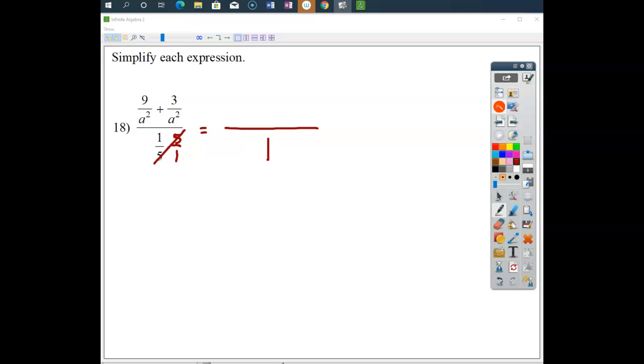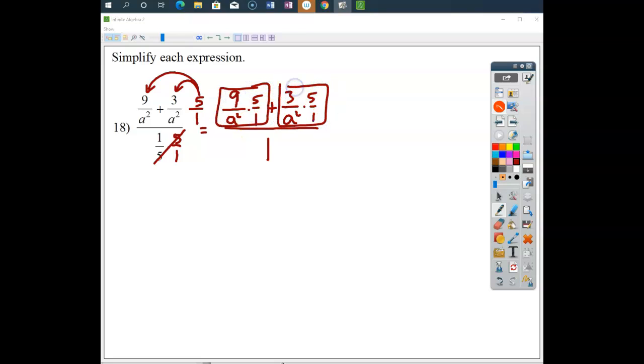And then on the top here, I'm going to multiply that by 5 also, but you've got to multiply it by both of these. So it's going to be 9 over a squared times 5 over 1, and it's going to be 3 over a squared times 5 over 1. And sometimes if you're lucky, something here will cancel also, which will save you a little bit of work. But in this case, nothing cancels, unfortunately. So I'm left with 45 over a squared plus 15 over a squared.